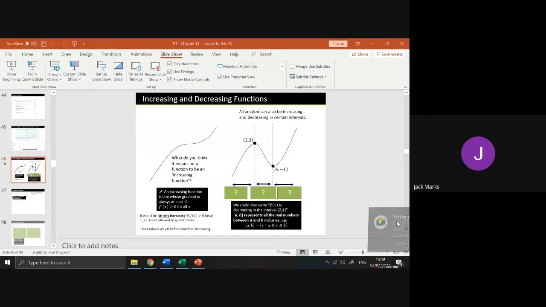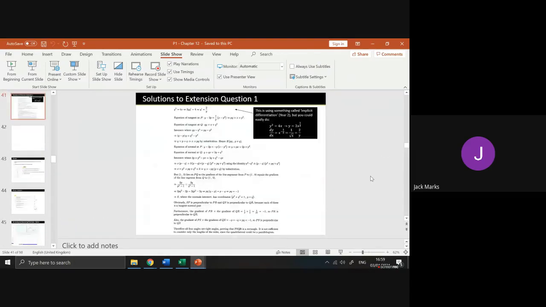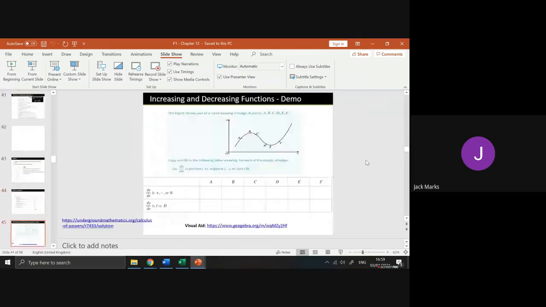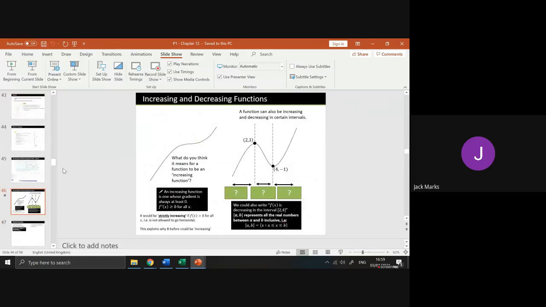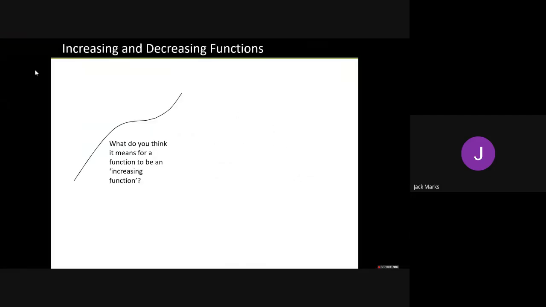Okay, so last lesson we talked about tangents and normals. Now we're going to talk about two keywords, increasing and decreasing. So this here is a cubic, and this cubic here on the left is an increasing function.